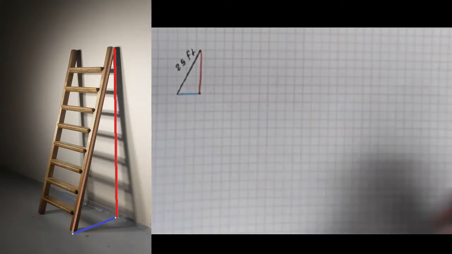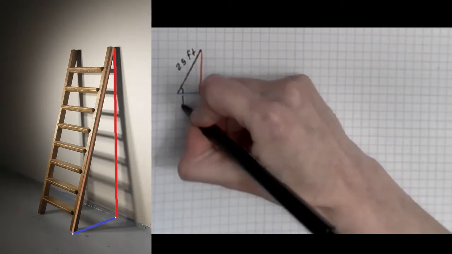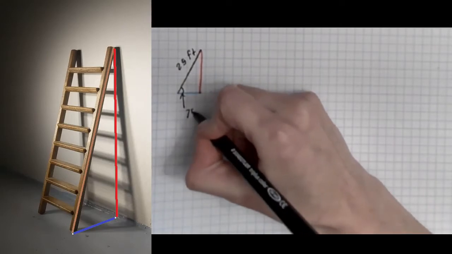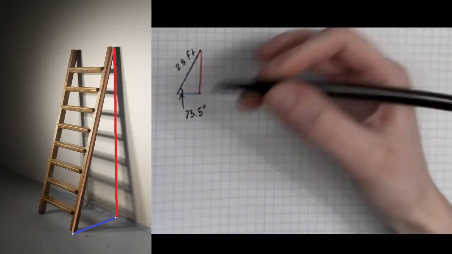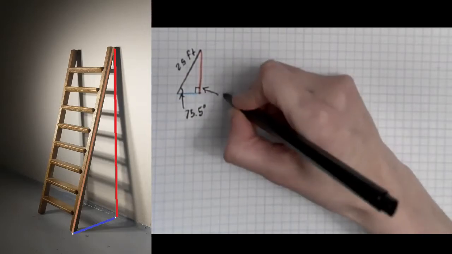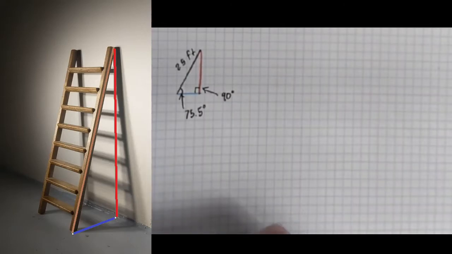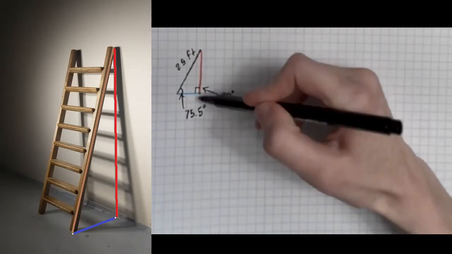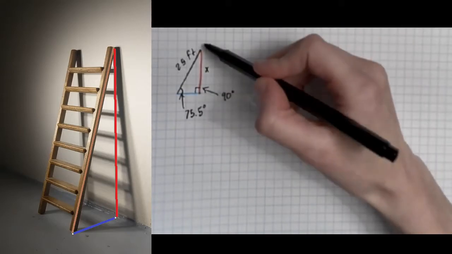So we can add to this image that we know this angle has to be 75.5 degrees to meet OSHA standards. And we already know that this is a 90-degree angle from the wall to the floor. So what we're trying to figure out is this height right here, how high up the ladder touches the wall.